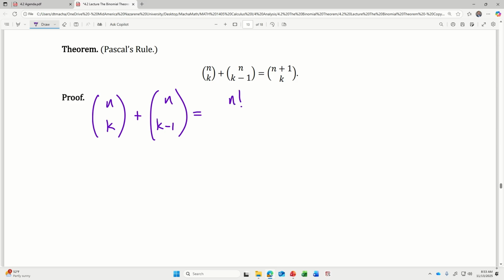n factorial divided by k factorial times n minus k factorial, plus n factorial divided by k minus 1 factorial times n minus k minus 1 factorial.